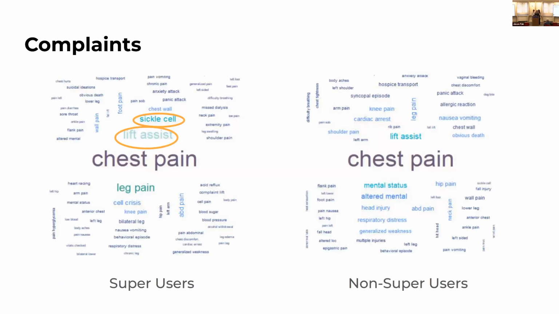We started off by exploring what distinguishes super users from non-super users. One of the clearest differences is in chief complaints. You can see here that lift assist calls are heavily overrepresented among super users, as well as sickle cell, which is an often debilitatingly painful chronic illness. So patients repeatedly calling for help standing up, like Nancy, are often using EMS to fill in the gaps.